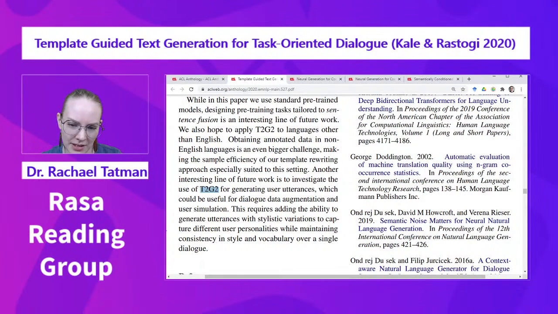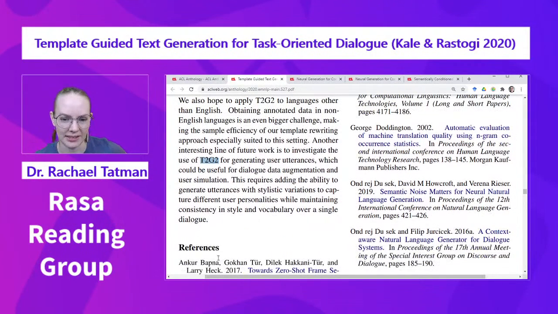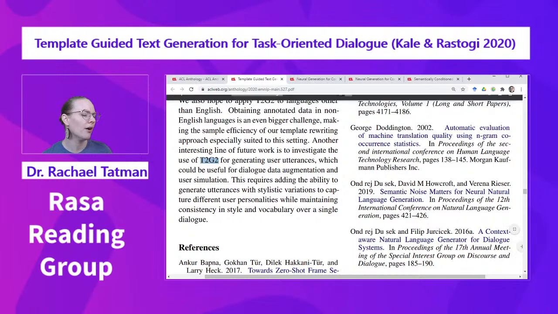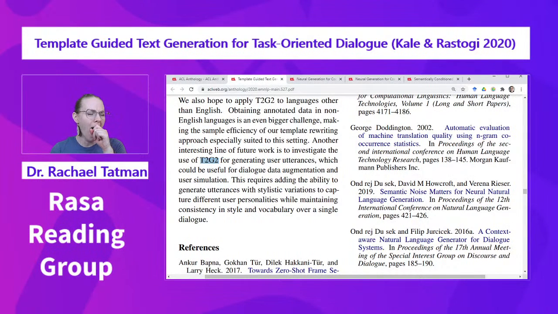This requires adding the ability to generate utterances with stylistic variations to capture different user personalities while maintaining consistency in style and vocabulary over a single dialogue. So this sounds like something maybe the authors will work on in the future, which, yeah.